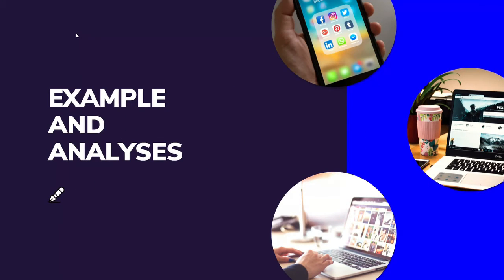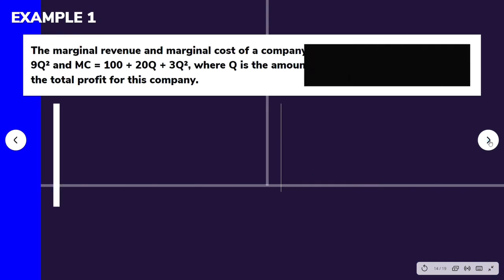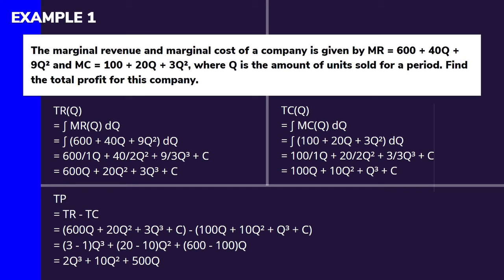I will continue with the example and analysis part. The first example is given by the marginal revenue and marginal cost of a company: MR equal to 600 plus 40Q plus 9Q square and MC equal to 100 plus 20Q plus 3Q square, where Q is the amount of units sold for a period. Find the total profit for this company.